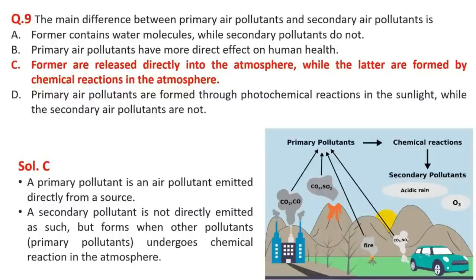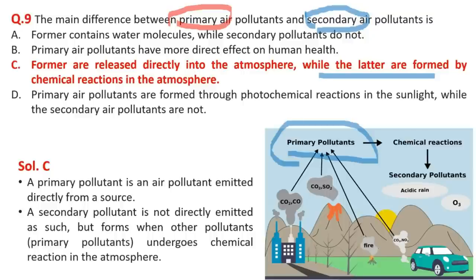Primary and secondary air pollutants: the former are released directly into the atmosphere, that is, the primary air pollutants are directly released in the atmosphere, while the latter, the secondary air pollutants, are formed by chemical reactions in the atmosphere. Because of the combination of these primary pollutants in the presence of sunlight and water, chemical reactions happen and lead to the formation of secondary pollutants like acid rain as well as ozone. So it is a very simple question, which is the reason I didn't read out the options.